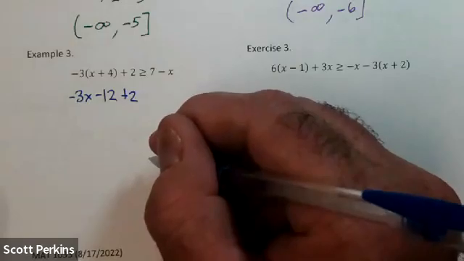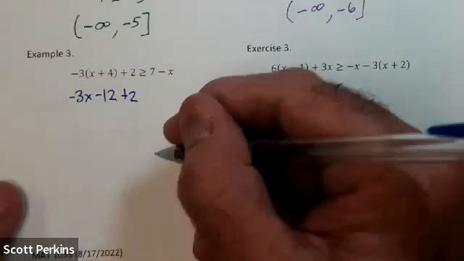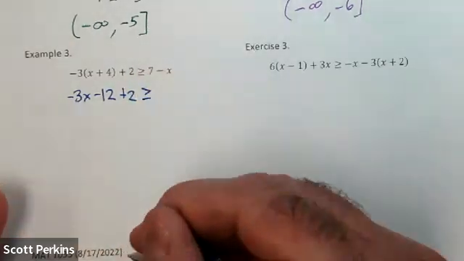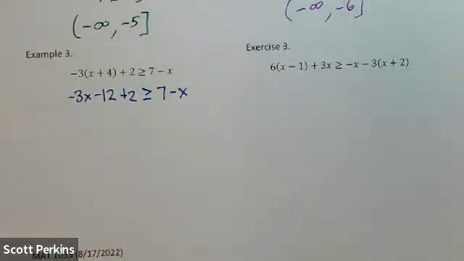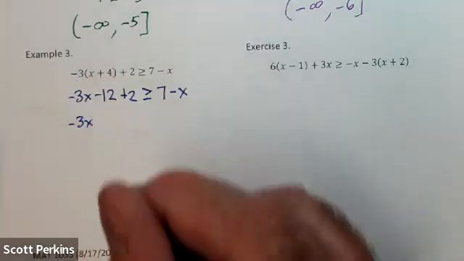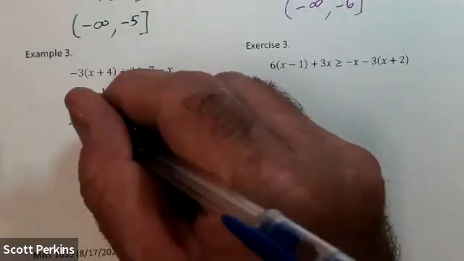Distributing does not count. We have not done anything to both sides, so leave that a greater than or equal to. And then 7 minus x. The next thing we do on these problems, we determined last time, is to make this look prettier. Combine our like terms. Excellent. So negative 12 plus 2 is negative 10.